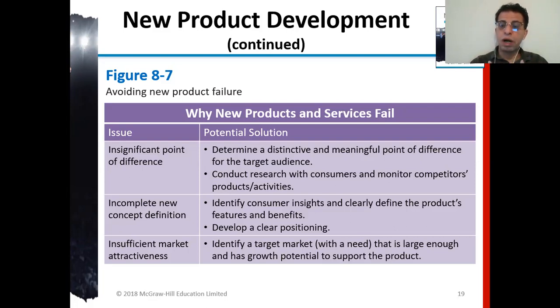Because nobody used a mobile diabetes solution, potential consumers did not see the benefit from it. The other case that might cause failure is insufficient market attractiveness. You come up with a product and people are not attracted to it. To solve this, identify a target market with a need that is large enough and has growth potential to support your product.